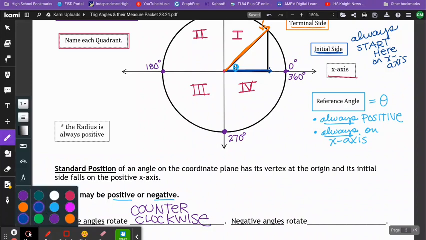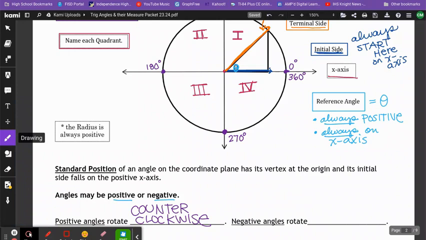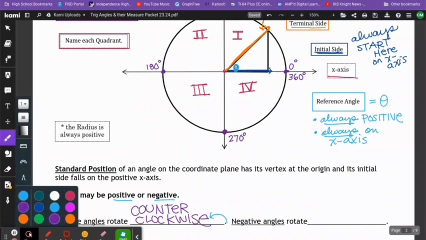Counterclockwise means from your starting point, you're going this direction. And then if it's a negative angle, it's going to rotate in a clockwise direction. So a negative angle measure starts at the same place. It starts on the x-axis at the initial side, but you go down first. You go down first in a clockwise direction.